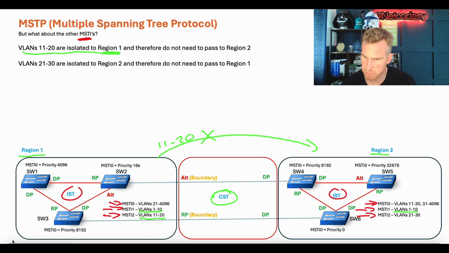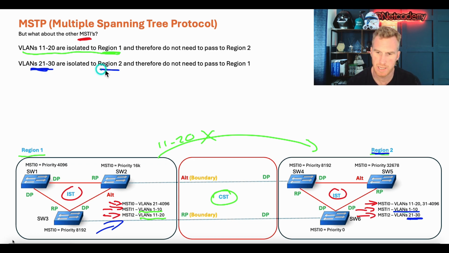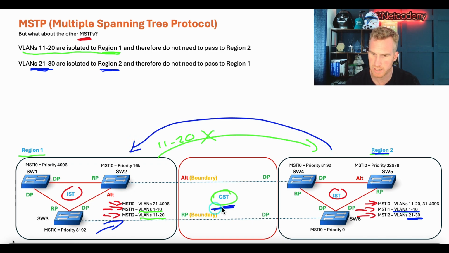And let's now look at it from region 2. Yes, we've got VLANs 1 to 10 over here, but we've also got VLANs 21 to 30. Do we have 21 to 30 in region 1? The answer is we do not. So again, VLANs 21 to 30 are isolated to region 2. We do not need traffic to pass over that CIST for all traffic associated to VLAN tags 21 to 30.